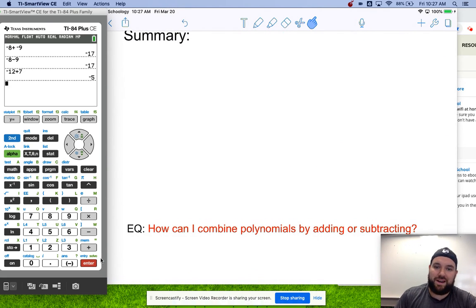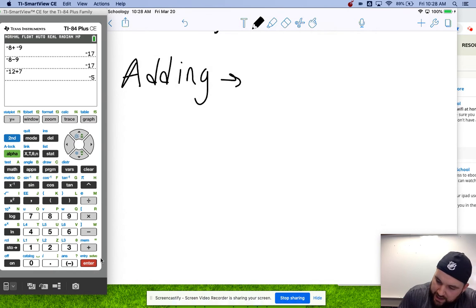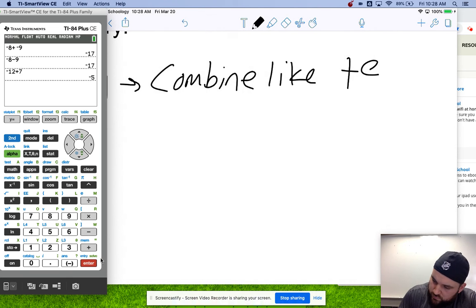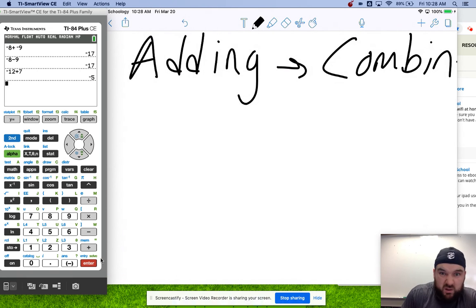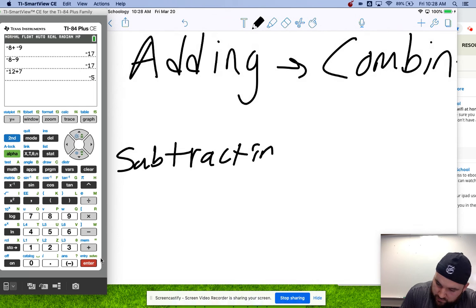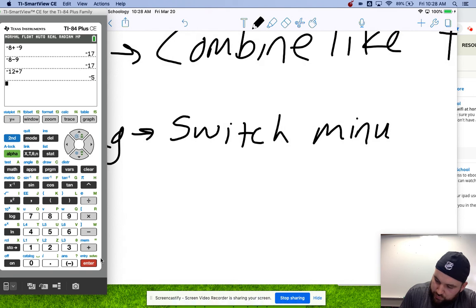So summary, how can I combine polynomials by adding or subtracting? I'm just going to put adding. If it's asking you to add, that's simply combine like terms. Man, I apologize if you're expecting super good handwriting, especially on an iPad. It's not going to happen. And subtracting polynomials, I'm going to switch the minus sign to a plus sign.